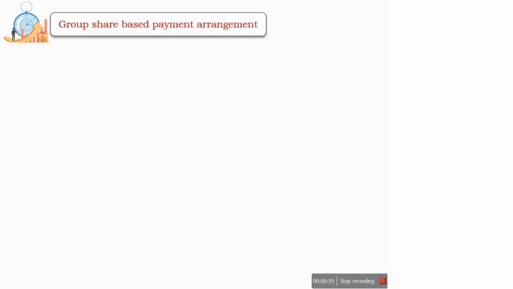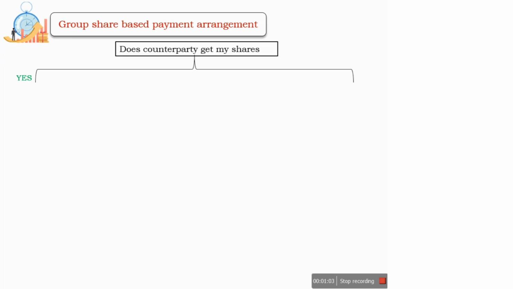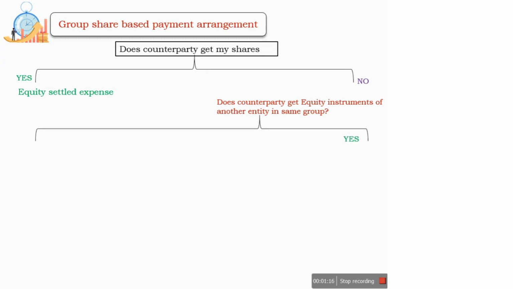Let's understand it with the help of a graph. So we need to check whether the counterparty gets my shares. If the answer is yes, it is equity settled expense. If the answer is no, then we need to further check, does the counterparty get equity instruments of another entity in the same group? If the answer is yes, then we need to check whether I am the settler of the transaction. If the answer is yes, it is cash settled expense. If the answer is no, then it is an equity settled expense transaction.